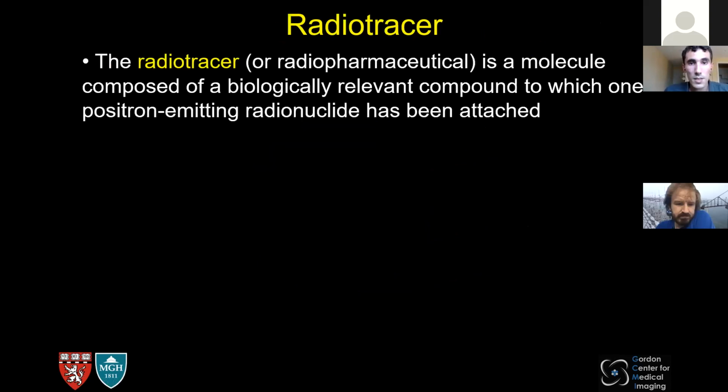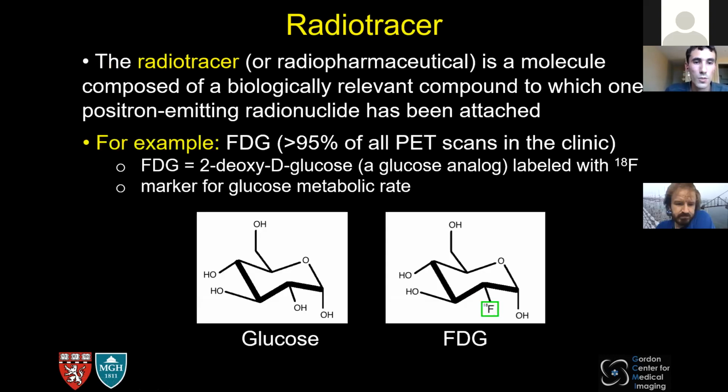So of course, as I was saying in the beginning, it's not only the radionuclide that you're injecting. The positron emitter is part of the radiotracer. It's a molecule composed of a biologically relevant compound that you're interested in imaging, to which one of those radionuclides has been attached so that you can measure it with your PET camera. A very good example of a radiotracer in PET is FDG. It accounts for more than 95% of all the PET scans done in the clinic, so it's a very, very important one.